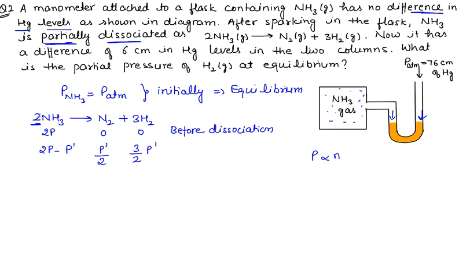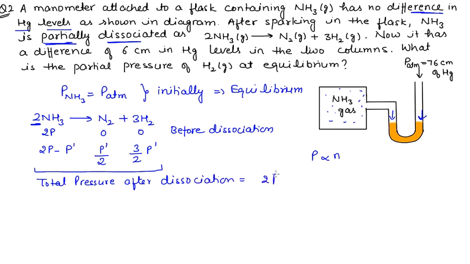Because 2 moles are generating 3 moles, so 1 will generate 3 by 2. So now, if we look at the total pressure after dissociation, it will be 2P minus P dash plus P dash by 2 plus 3P dash by 2. That is the partial pressure of all the components.